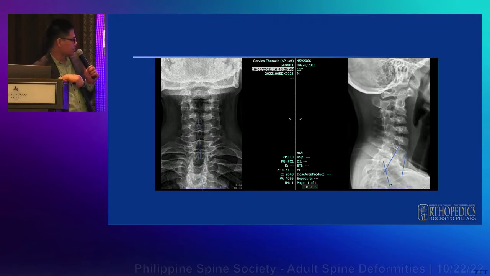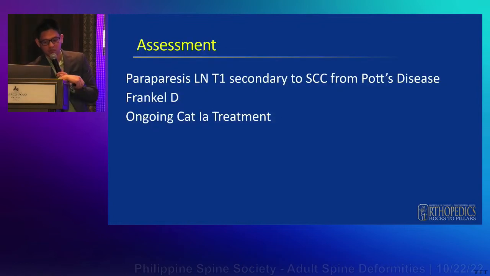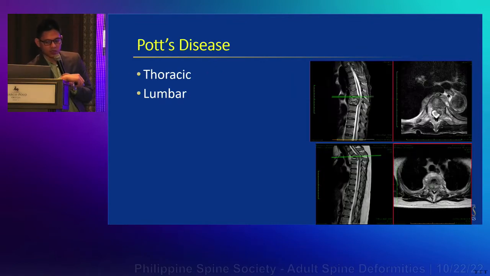Repeat x-rays for this patient, you can actually see consolidation at the level of T1. Spinous process is already midline, but we can still see the toppling and the posterior retropulsion of the involved vertebral bodies with no separations of the facet joints. Again, reviewing the spine at risk signs, patient still has 2 out of the 4 spine at risk signs. So at this point, patient has improved to paraparesis, last normal T1, secondary to spinal cord compression from Pott's disease, now a Frankel D. He is going category 1A treatment.